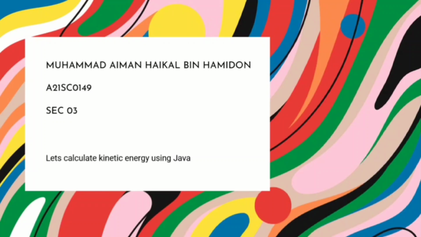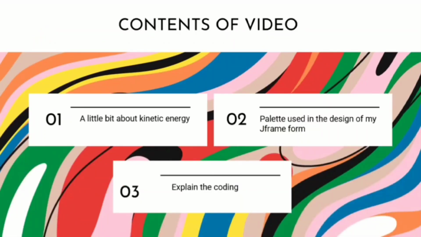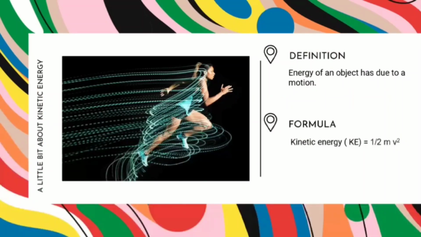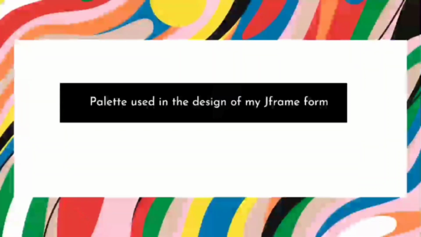How to use Java to calculate kinetic energy. Here are the contents of my video. A little bit about kinetic energy. Definition: kinetic energy is the energy an object has due to its motion, and its formula is 1 over 2 mv squared. Palette used in the design of my JFrame form.